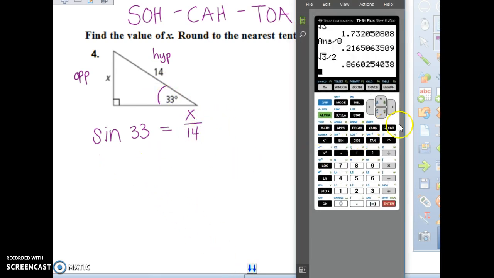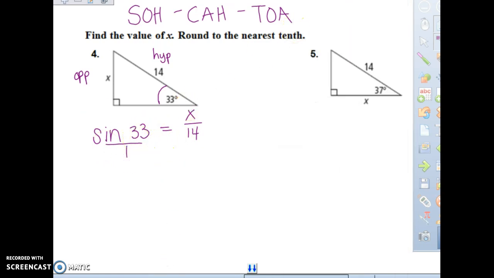So on a calculator, this sine of 33 is actually a number. The sine of 33. So if I were to divide x by 14, I should get this number 0.5446. The calculator knows that. So we don't want to have an approximated answer. We want an exact answer. So here's how we can do this. We're going to put this over 1, and then we're going to cross multiply. So the sine of 33 touches the 14, and the x touches the 1.